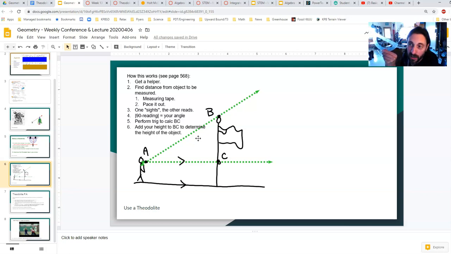It also works well if somebody else grabs it for you. They can actually read it for you. So one sights it, the other reads. If you're all by yourself, then you're going to sight and read it yourself. Once you figure out that angle, I'm going to hold it up right here. It says 50 degrees.